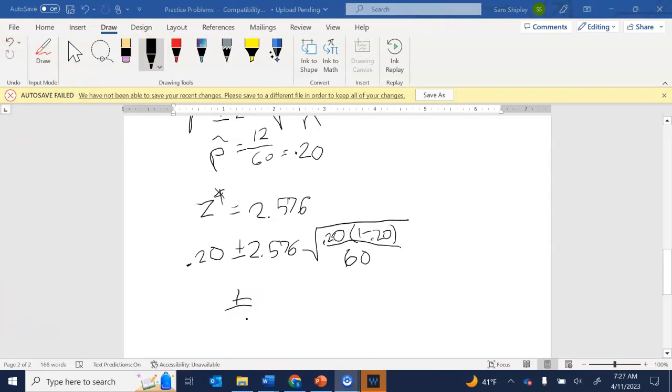Okay, when I finished doing this in my calculator, I ended up with 0.133. Okay. So you do 0.20 plus 0.133. So there's going to be two answers to this. We're going to do first plus, then minus. So let's do plus first. 0.20 plus 0.133. I got 0.337.